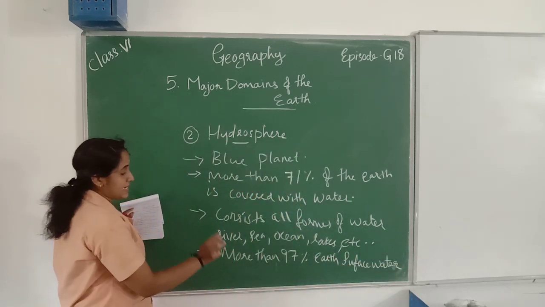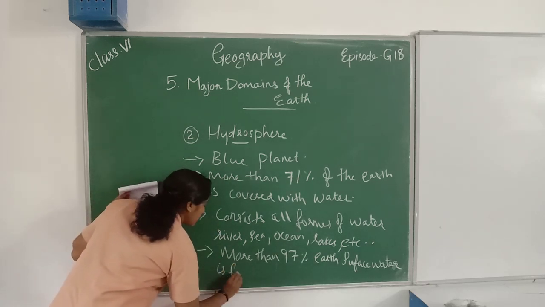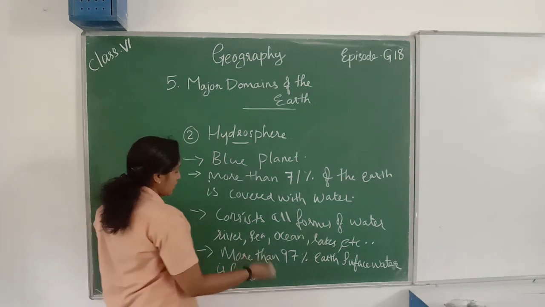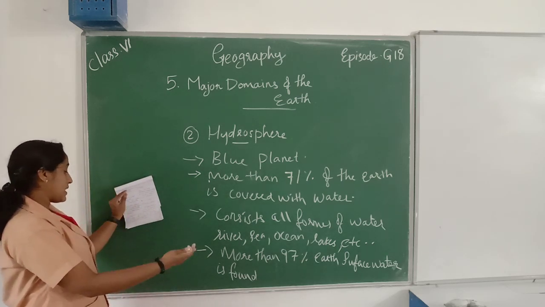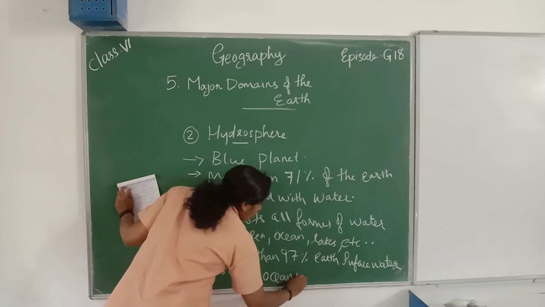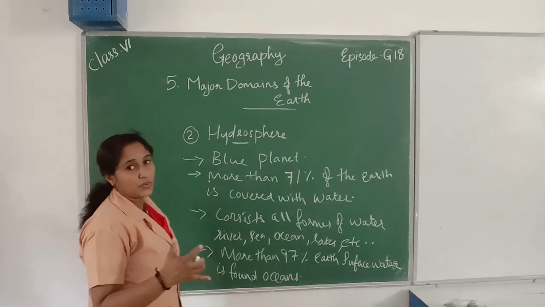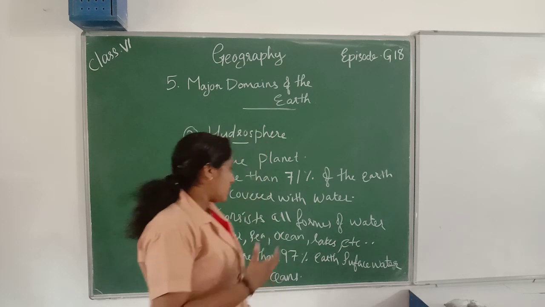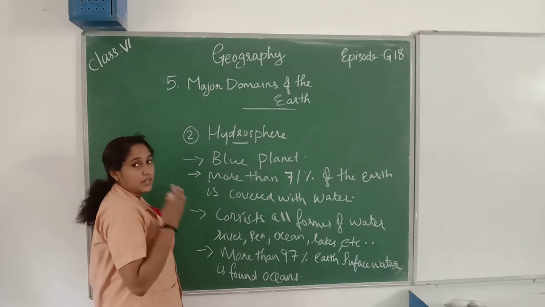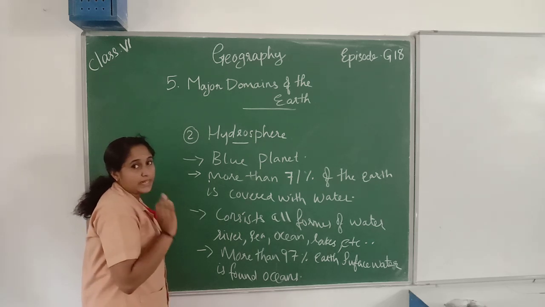Look at this, more than 97% of Earth's surface water is found where? Oceans. Right. This is because of the ocean water. What is the speciality of ocean water? It is full of salt, right? So it is not used for drinking or other activities. Because of that, more than 97% of the water on our Earth's surface is found in the ocean. This is salt water, salty water, right?